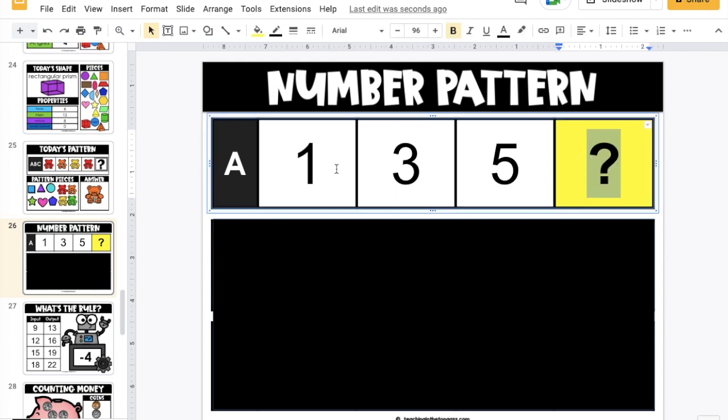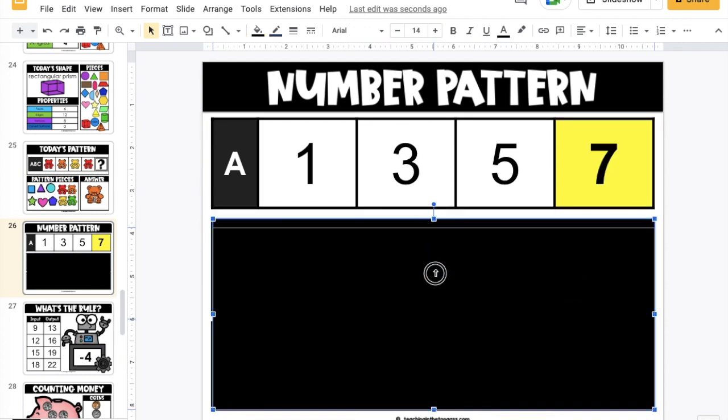So 1 to 3, that's 2 jumps, 1, 2, 3. From 3 to 5, that's another 2 jumps, 3, 4, 5. So we're jumping 2 each time. So from 5, we jump up 2. Where are we going to land? 5, 6, 7. So we're going to go ahead and put 7 in here.